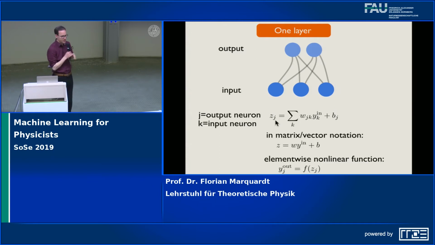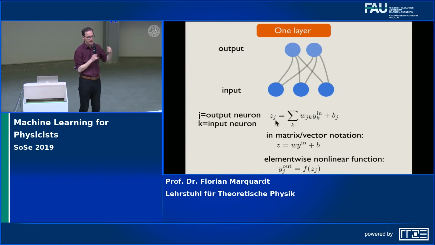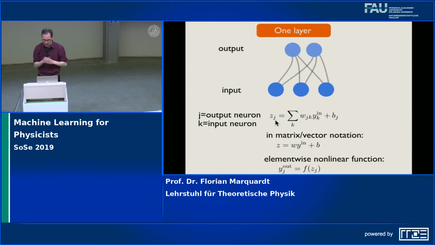Remember, the z is not yet the value of the output neuron, it's just the thing that I will apply the nonlinear function f to. And then in addition, I will have some offset, b, and this offset will possibly be different for the two output neurons. For output neuron number 1, there will be some b1. For output neuron number 2, there will be some b2.